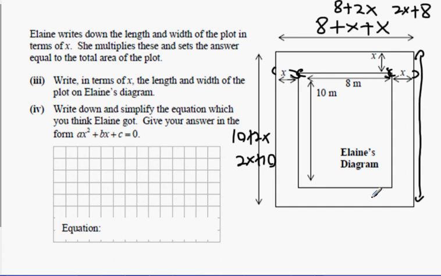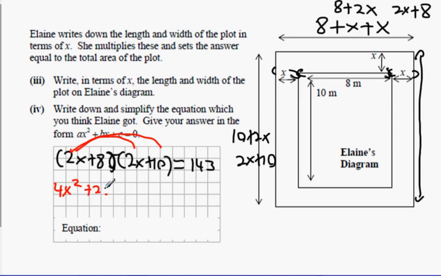Length by width gives us 143. The total length by the total width. So if I wrote down 2x plus 8 by 2x plus 10 equals 143. Multiply it out. 2x by 2x, 4x squared. 2x by 10, 20x. x by 2x, 16x. 8 by 10, 80. Bring over your minus 143. And what does it turn out to be?